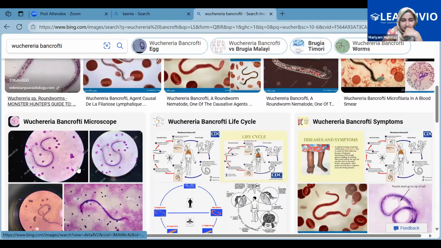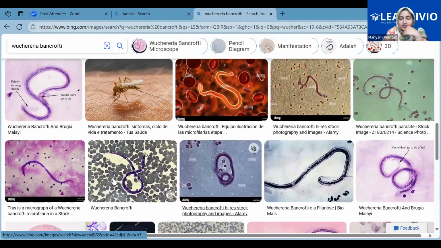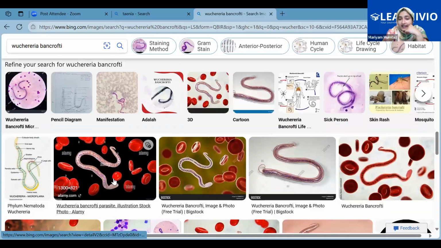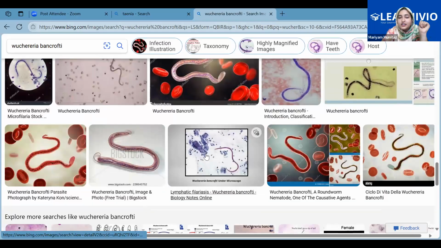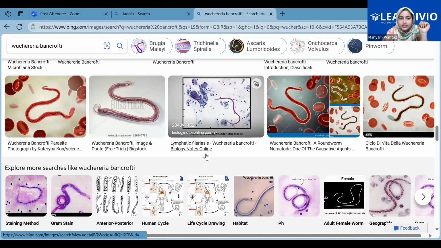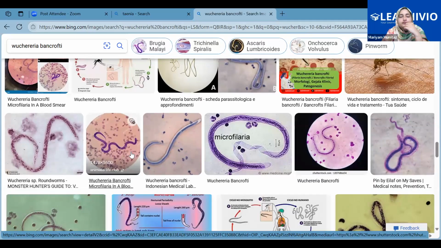The real picture is not there. It's just the microscopic picture. Wuchereria causes the disease that is filariasis, and it is actually transmitted through the bite of the mosquito, Culex. This is how it looks like.